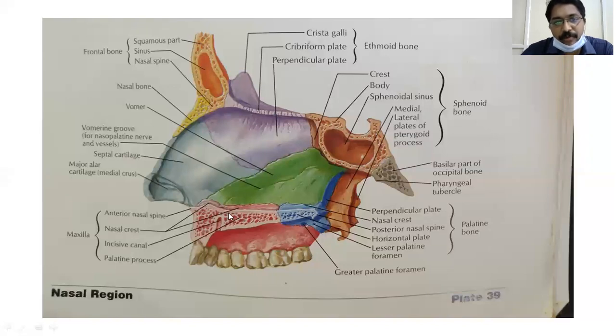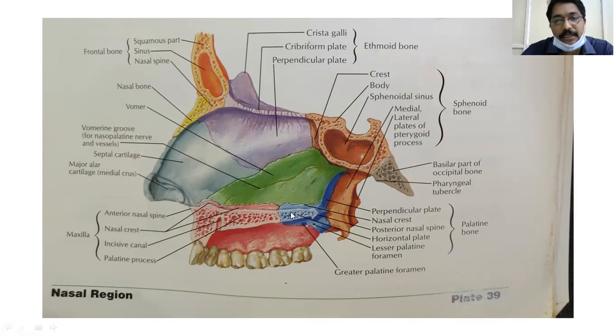This is called the roof. The floor of the nose is formed by, what is this part? This part is anterior 3/4 and posterior 1/4. Anterior 3/4 is formed by the palatine process, this thick part, the palatine process of the maxilla. Posterior 1/4 is formed by the horizontal part of the palatine bone. The palatine bone is actually, see, this L-shaped bone.